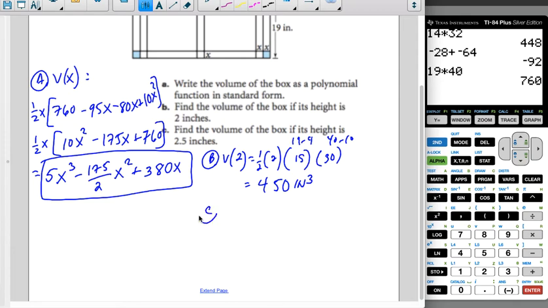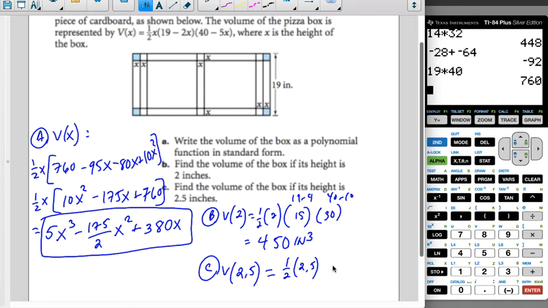If we go ahead and do C, same thing, but they want it at 2.5 inches. So that's going to be 1/2 times 2.5, and this one might be one where you cave and plug into the calculator. This is going to be 19 minus 5, which is not awful, and then unfortunately 40 minus 6.25, which is less fun. So you probably cave and put it in your calculator, and that's totally fine.